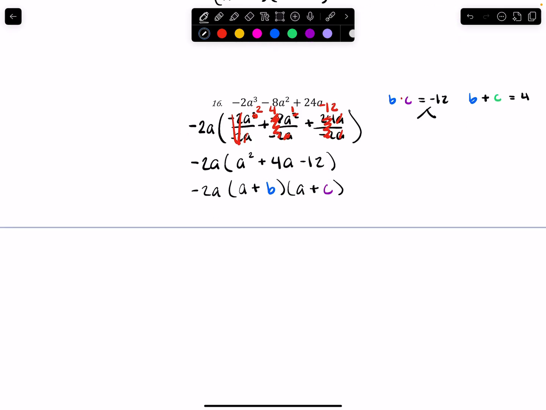Well, what are our options for 12? Add to give a positive, multiply to give me a negative means my smaller number is negative. So -1 and 12 would work. -2 and 6. And I'm going to stop there. Top one gives me 11. That doesn't work. Bottom one gives me 4. That's what I wanted. So this will factor into negative 2A times A minus 2 times A plus 6.